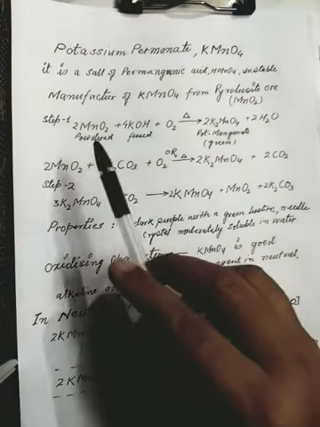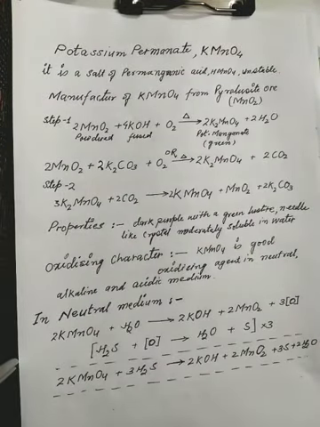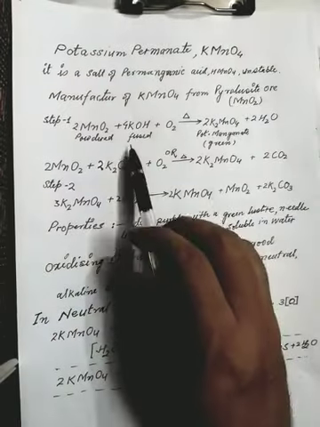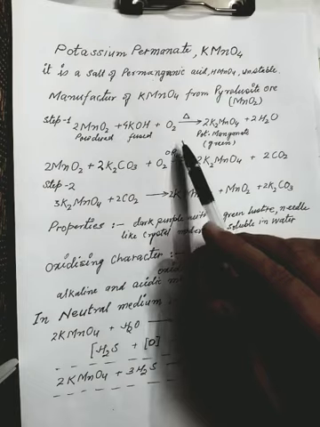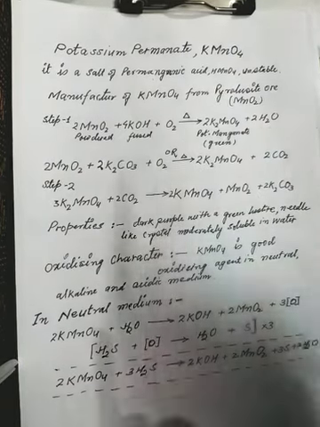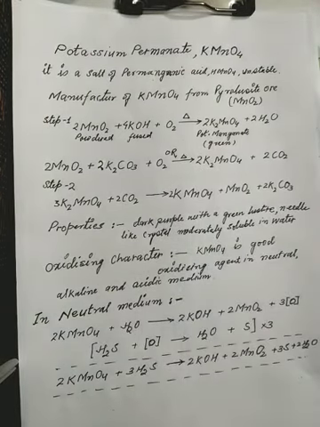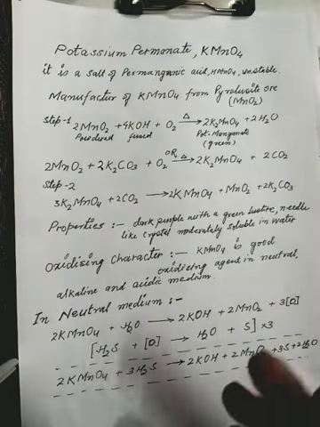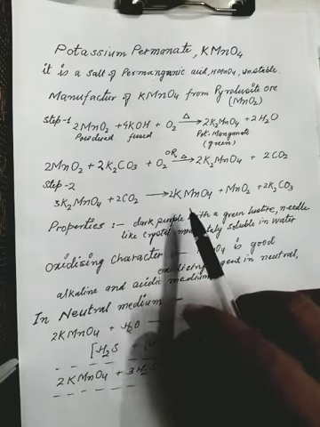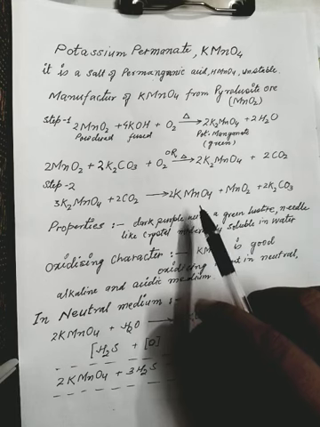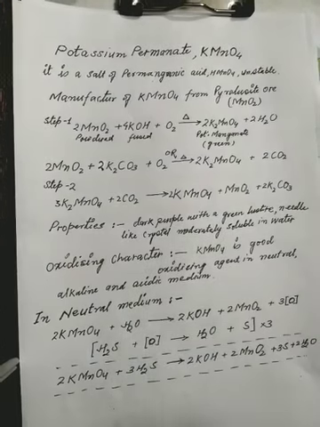First, the pyrolusite ore will be crushed into powder form and fused with caustic potash, that is KOH. In excess of oxygen, when heated, it gives potassium manganate, which is green in color, and water vapor will be lost. When potassium manganate is treated with carbon dioxide, it gives potassium permanganate. So by two steps we can get potassium permanganate.